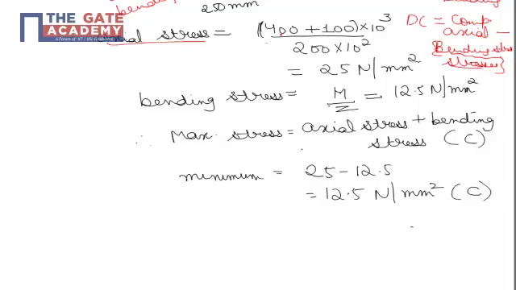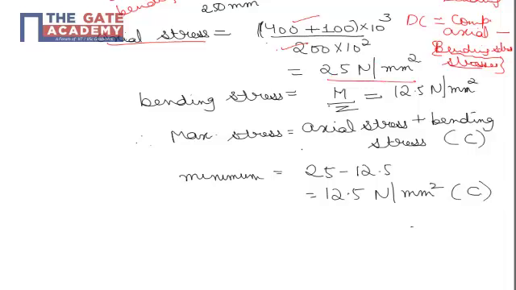So here axial stress is simply load divided by area. Converting area to mm square and loading to Newton, we get axial stress as total load divided by cross sectional area. It comes out as 25 Newton per mm square.